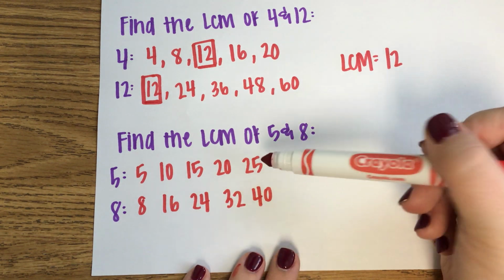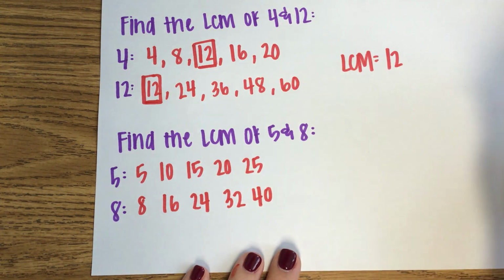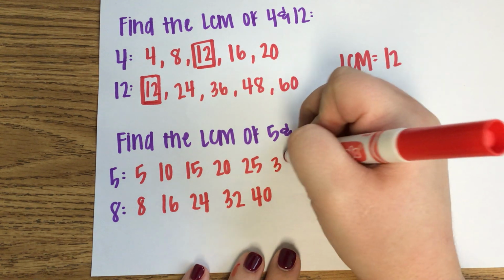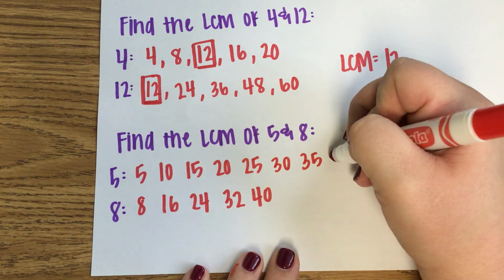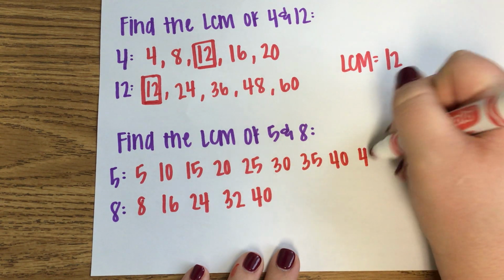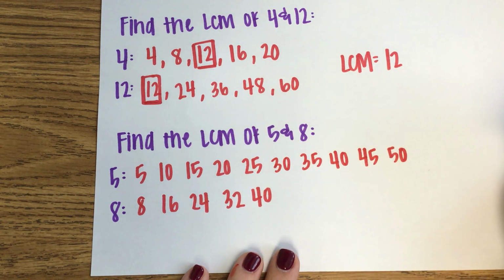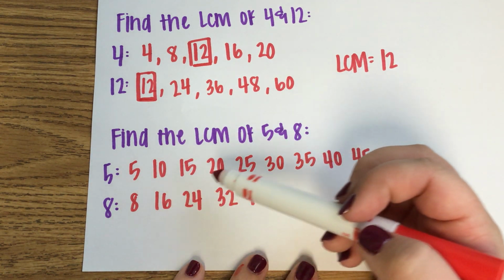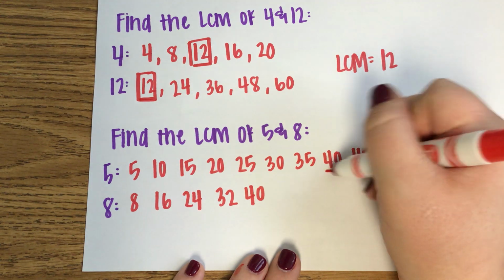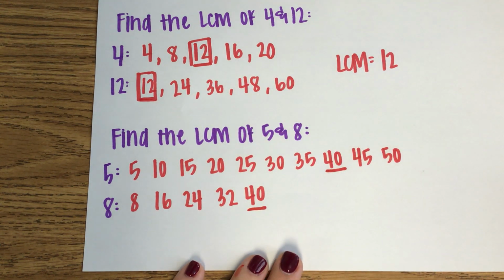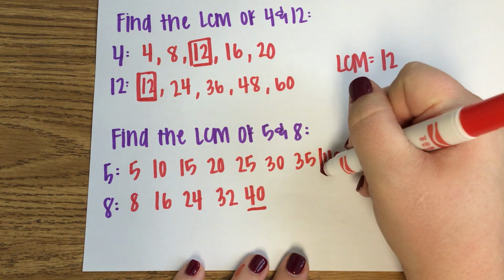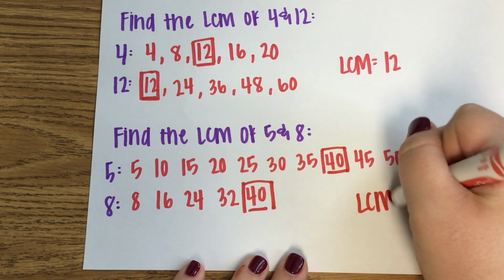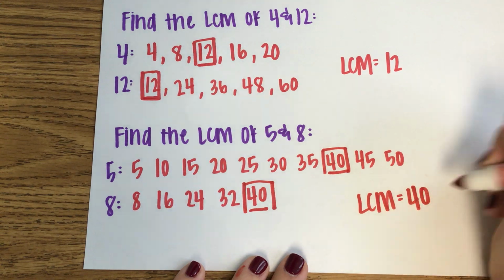So I'm going to continue on with my 5 here. Let's do 5 more times. So 30, 35, 40, 45, 50. Now I'm going to look. Okay, I see that we have 40 in common, but that's about it. So our least common multiple is going to be 40.